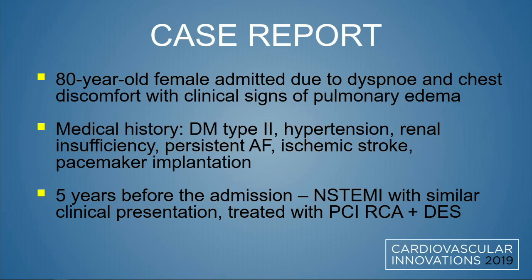An 80-year-old female was admitted to the Department of Cardiology due to chest discomfort and shortness of breath. She had a history of ischemic stroke and permanent pacemaker implantation, and several comorbidities like diabetes, hypertension, renal insufficiency, and persistent AF. Moreover, 5 years before the admission, she had experienced non-ST segment elevation myocardial infarction with similar clinical presentation. The coronary syndrome was treated with PCI of the right coronary artery with drug-eluting stent implantation.